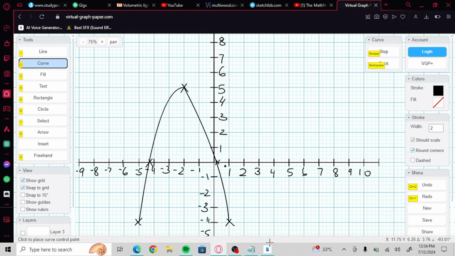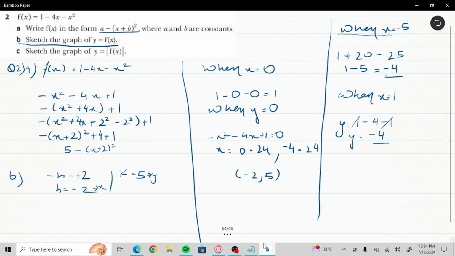That's good. And then from this point to this point, and that's it. So this is our graph for question 2, part B, y is equal to f(x). And in the third part, they've asked us to draw the graph of y is equal to the modulus of the function f.